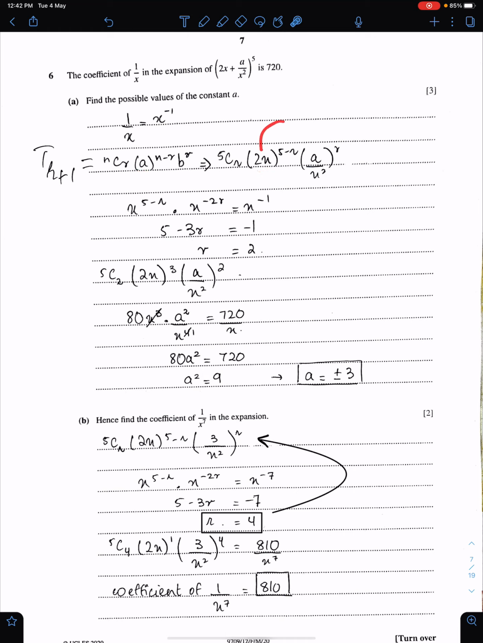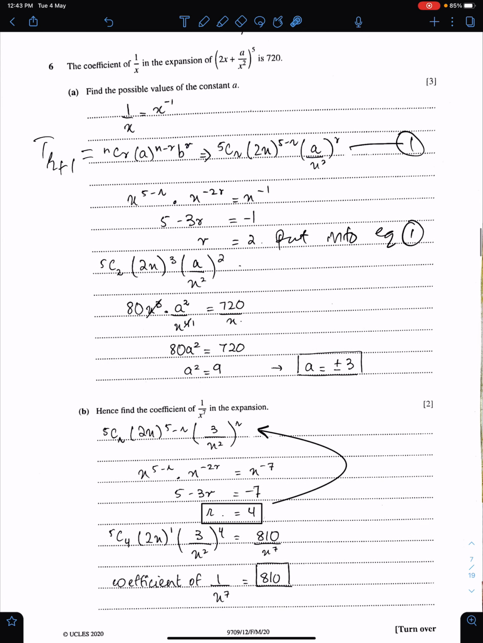Now take out x from this formula. When you bring all the x from this formula, you will get this thing. Now equate these two x with the requirement, which is x to the power minus 1, to get the value of R. After getting the value of R, substitute R into this equation or this formula. Put into equation 1. When you put 2 into this equation, you will get a squared equals 9 and a is plus minus 3. This was the requirement, the values of a.